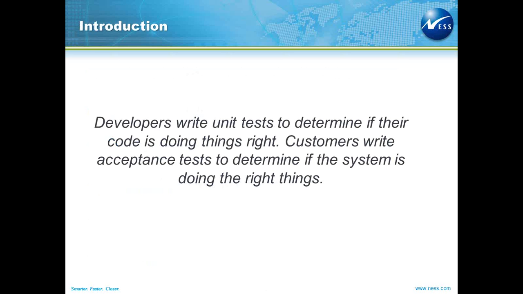I would like to begin with these two lines. Developers write unit tests to determine if their code is doing things right, and customers write acceptance tests to determine if the system is doing the right things. So these lines aptly describe two major testing aspects, two mindsets, one from the developer angle and one from the QA or the customer angle. Unit testing is probably done by the developers, and acceptance tests can be done by the customers as well as by the QA.